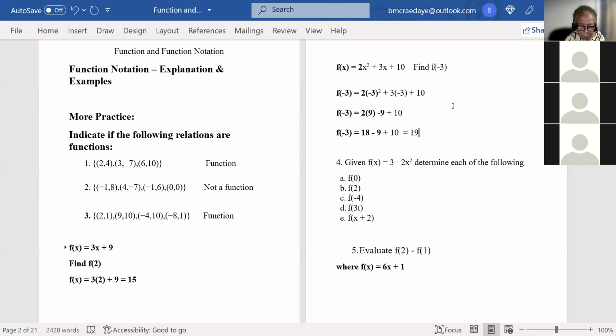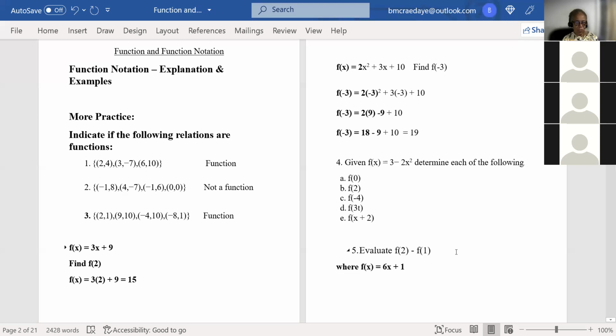Now I have some here for you to practice on. I want you to find f of 0, f of 2, f of minus 4, f of 3t. Wherever you see an x, you're going to put a 3t. And f of x plus 2, wherever you see an x, you're going to put x plus 2.